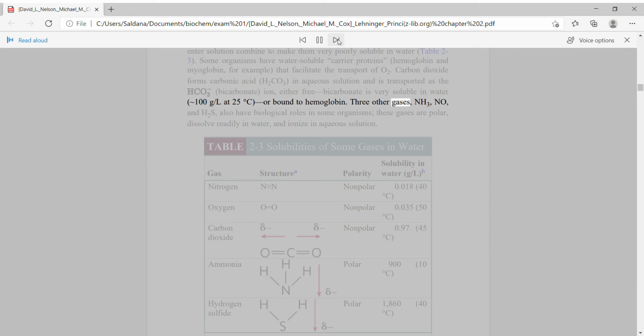Three other gases, NH3, NO, and H2S, also have biological roles in some organisms. These gases are polar, dissolve readily in water, and ionize in aqueous solution.